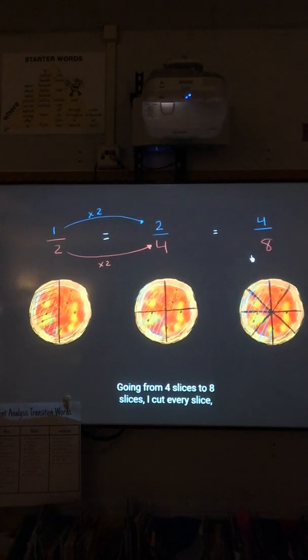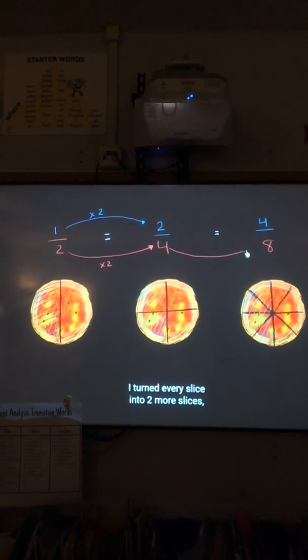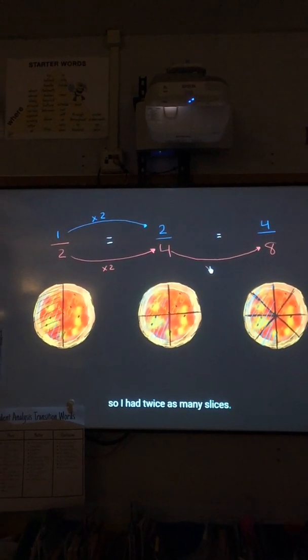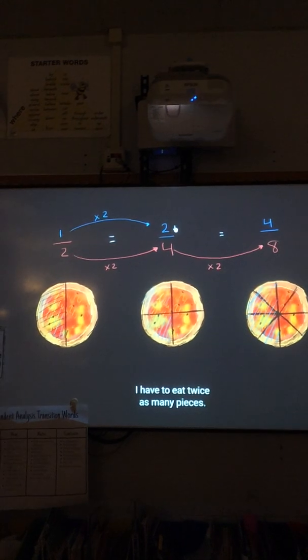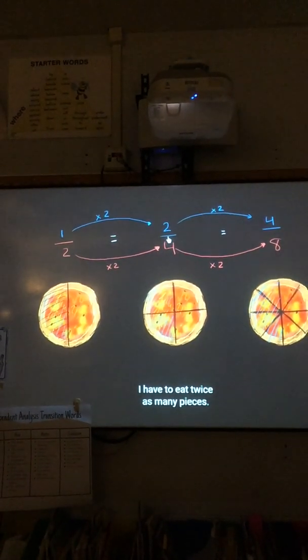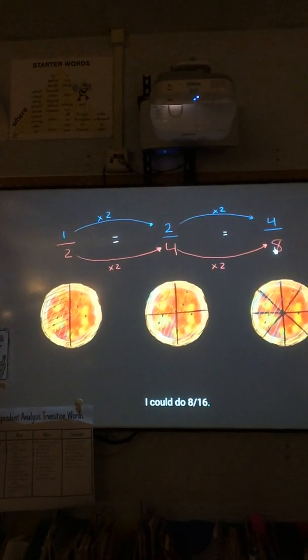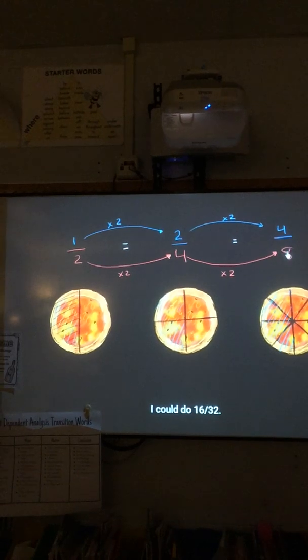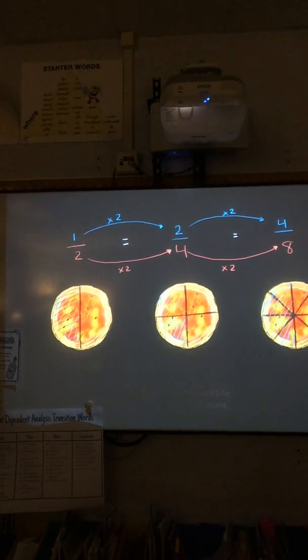Going from 4 slices to 8 slices, I turned every slice into 2 more slices. So I had twice as many slices, and then if I want to eat the same amount, I have to eat twice as many pieces. So all of these, 1/2, 2/4, 4/8, and I could keep going. I could do 8/16, I could do 16/32. All of these would be equivalent fractions.